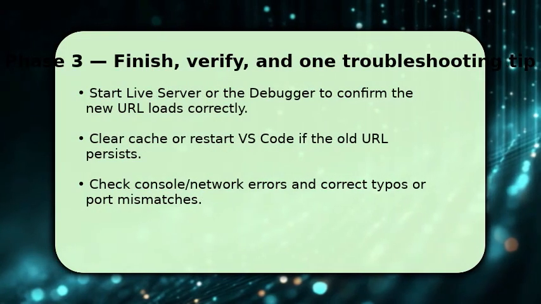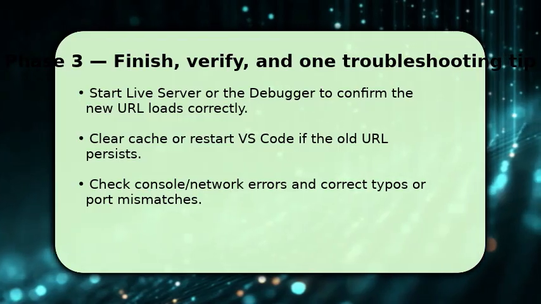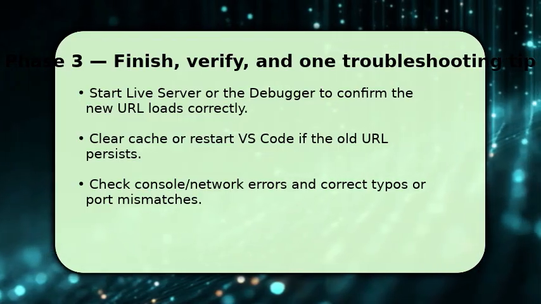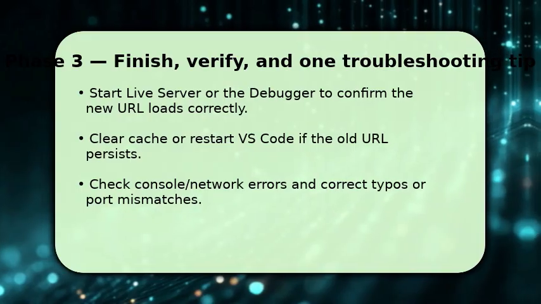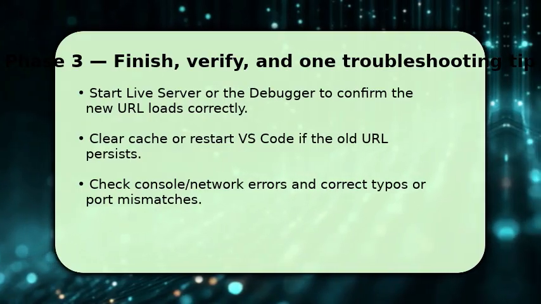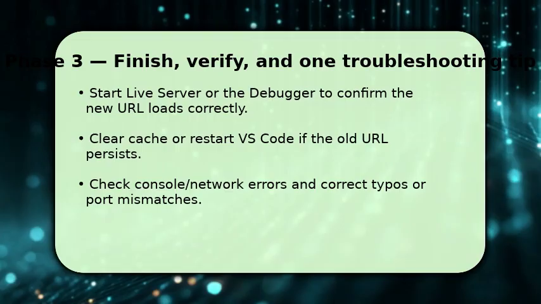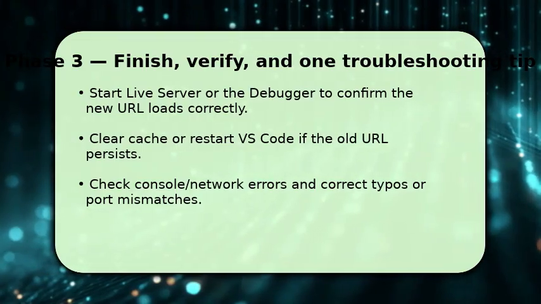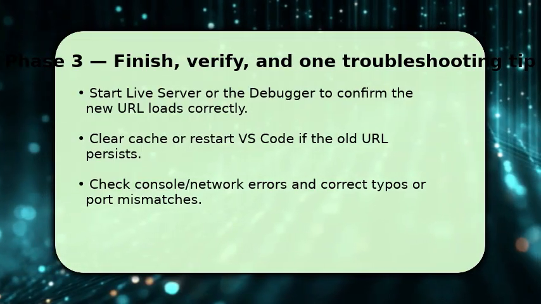Finally, verify your change by launching live server or running the debug configuration. You should see the new URL in the browser address bar and console logs. If the old address still appears, clear the browser cache, restart live server, or restart VS Code.